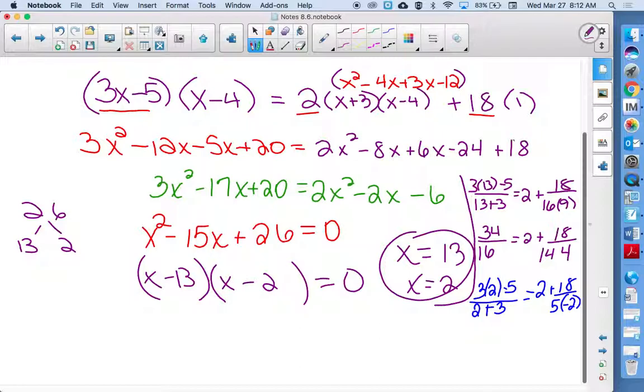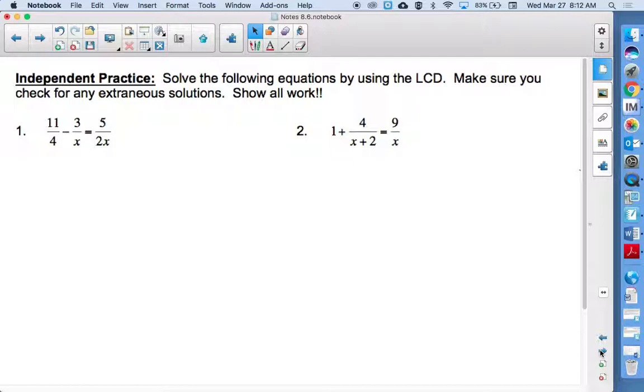You did your algebra correctly. So we're going to just set up the next problem. I just want to make sure that you can get those pieces correct. We won't have time, I don't think, to go through and solve the whole thing. But let's just look at number 1. So solve the following by using the least common denominator. Make sure you check for any extraneous solutions.